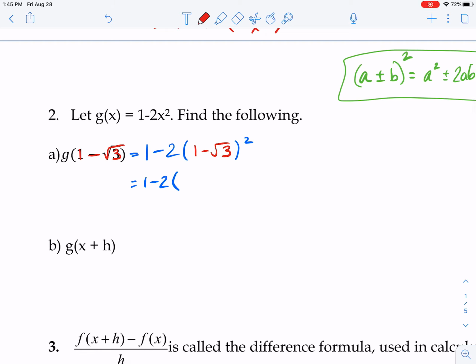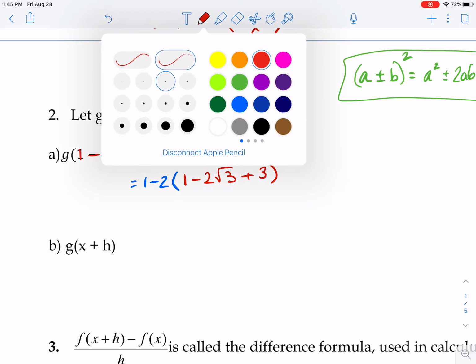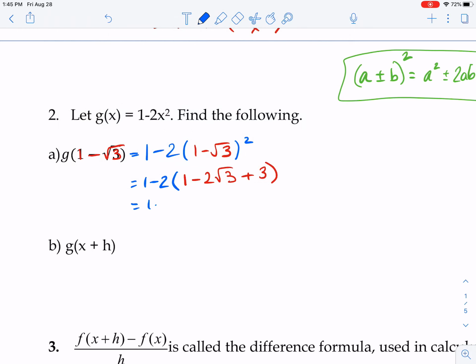So this becomes 1 minus 2 times root 3 plus root 3 squared, which is 3. Cleaning that mess up a little bit, I get 1 minus 2 times, well, 1 plus 3 is 4, minus 2 root 3. Distributing through, 1 minus 8 plus 4 root 3. 1 minus 8 is going to be equal to negative 7 plus 4 root 3.